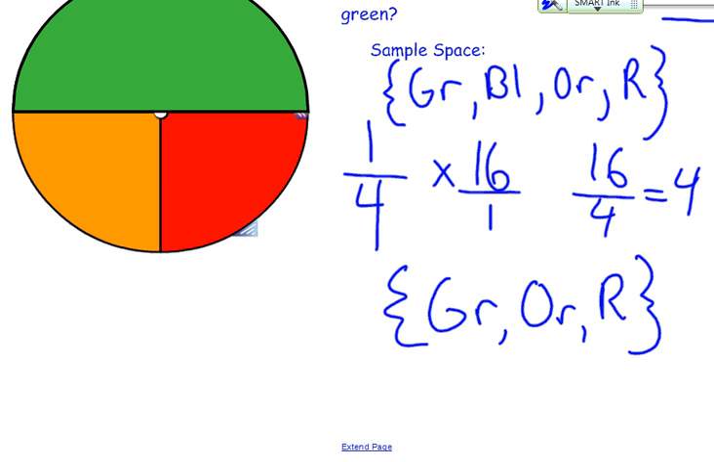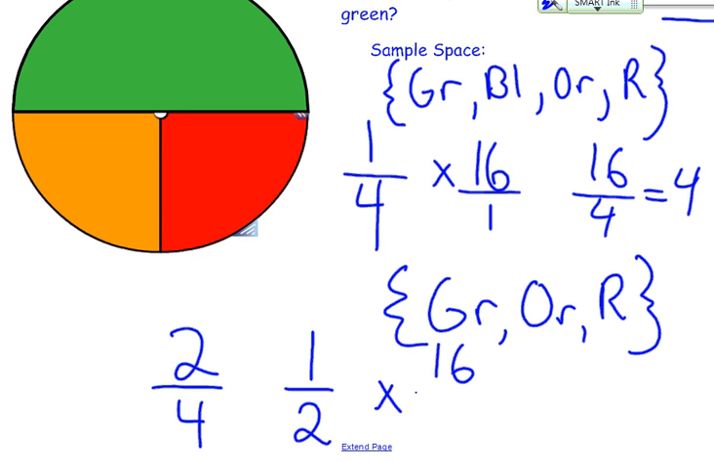Now, if we go back to the problem again, what is the probability of landing on green? Green now takes up half of the circle. And so I have a 1 out of 2 chance, because it's covering 2 out of the 4 old sections, which is a 1/2. So in the end, I have a 1/2 probability. So now if I were to answer the question, that would be 1/2 times 16, which is going to give me 16 over 2. And according to probability, of the 16 spins, 8 of the times should be green.